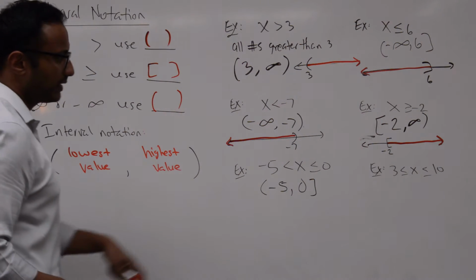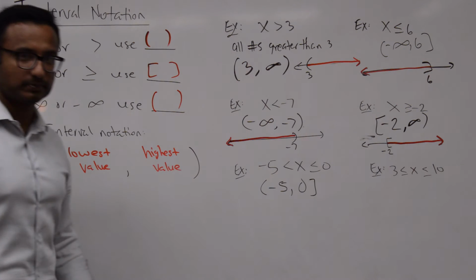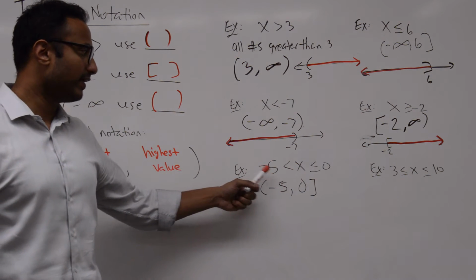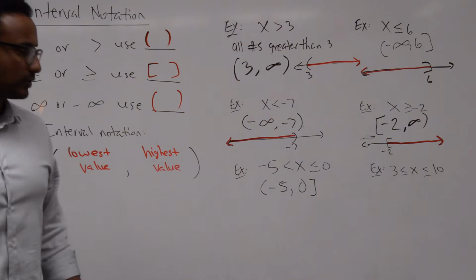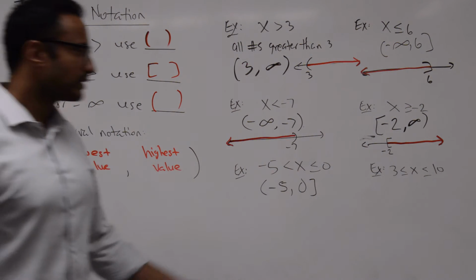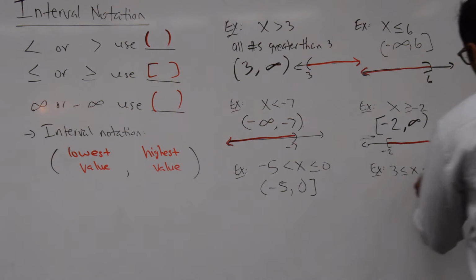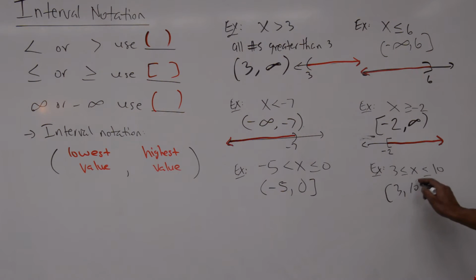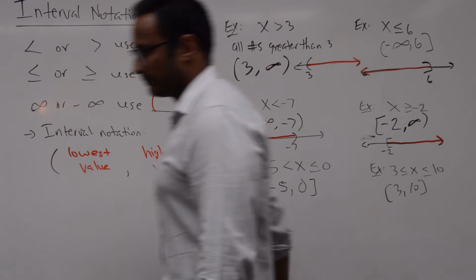But there's a bracket on 0 because it's less than or equal to. Okay, so x is any number that's between negative 5 and 0. So negative 5, comma 0. Same thing here. The low value is 3, the high value is 10. They're both less than or equal to, so we're going to have 3, comma 10, both with brackets. So that's an introduction to interval notation.